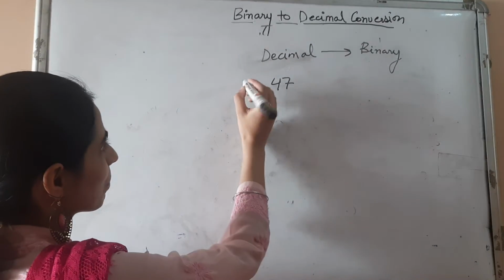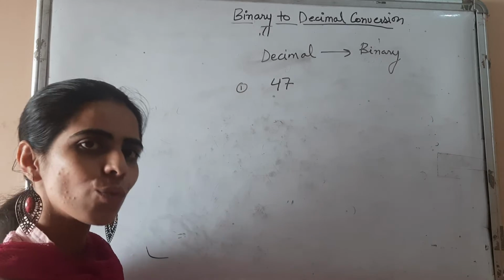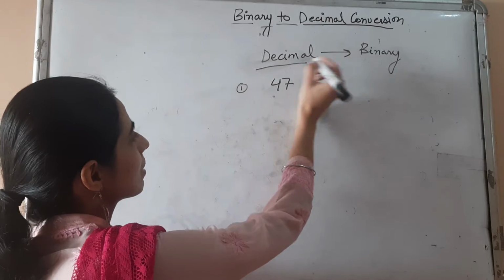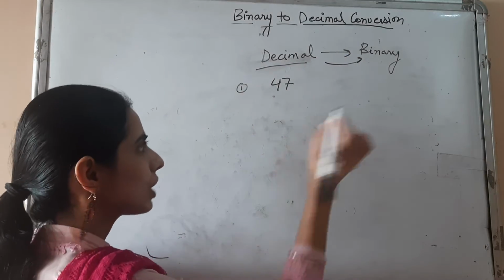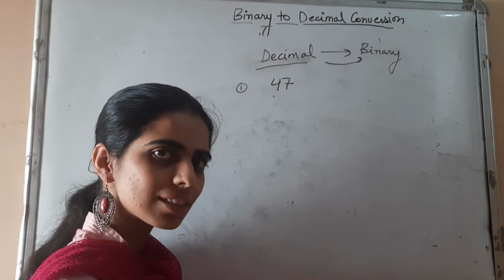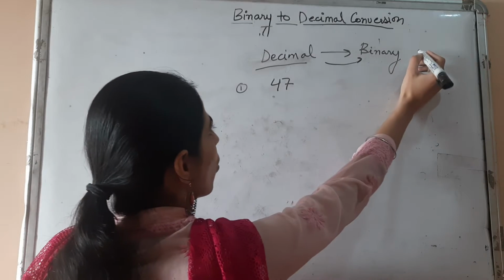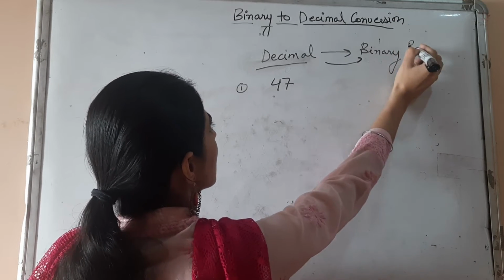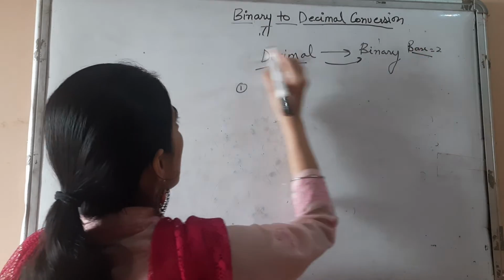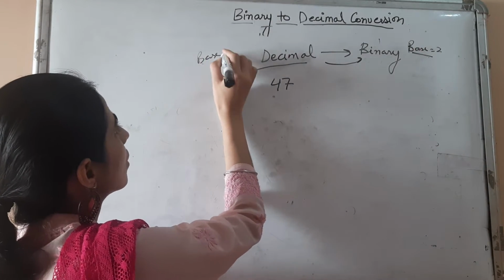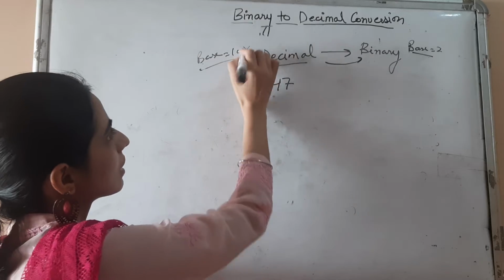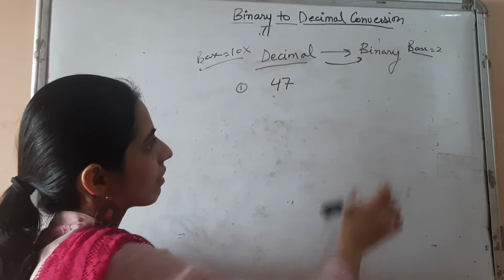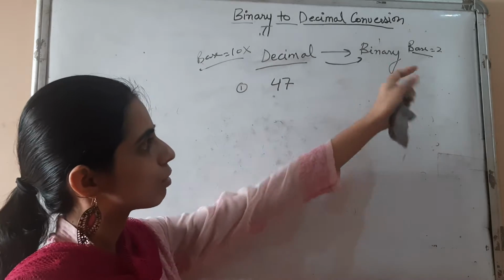So I have taken an example of 47 here. Children, what we need to do in this type of conversion? See, we are converting a decimal number into binary. So tell me the base of binary we just discussed in the previous conversion, that is always 2. So 2 is the base of binary. It has a base of 2 and decimal has a base of 10. Yes, we will not consider it right now. Base of 10 we don't need. We are converting this decimal into binary and we know the base is 2.